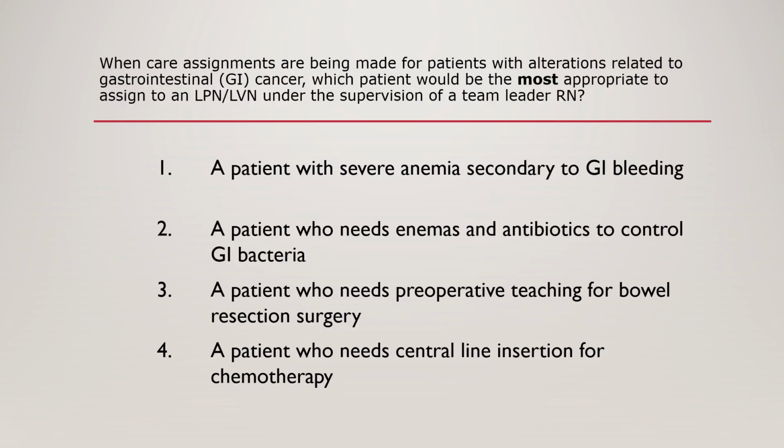When care assignments are being made for a patient with alterations related to GI cancer, which patient would be most appropriate to assign to an LPN under the supervision of a team leader RN? 1, a patient with severe anemia secondary to a GI bleed. 2, a patient who needs an enema and antibiotics to control GI bacteria. 3, a patient who needs preoperative teaching for bowel surgery. Or 4, a patient who needs a central line insertion for chemotherapy. So if you chose 2, you are correct.